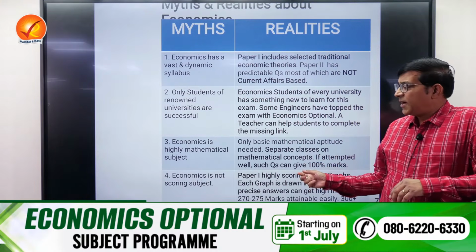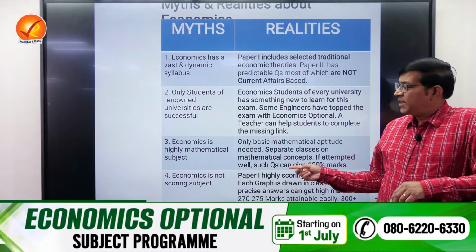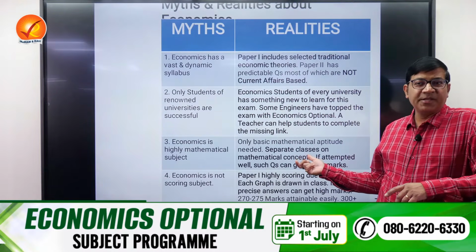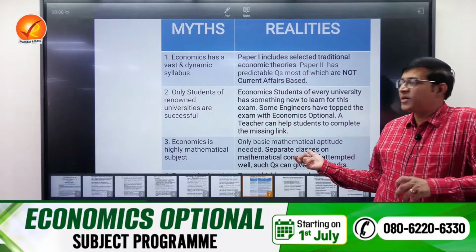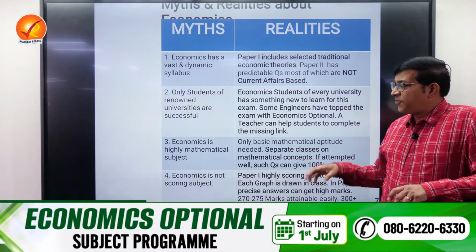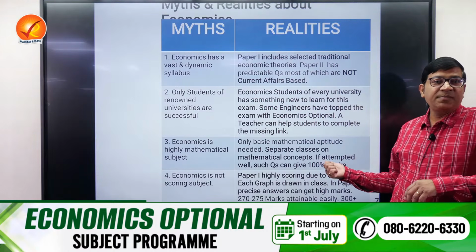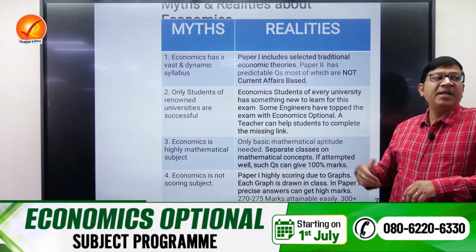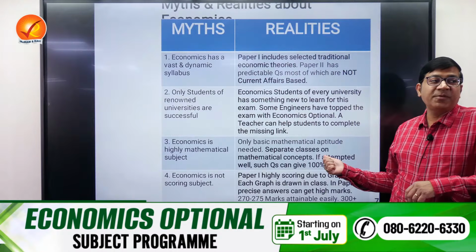In fact, there are two things which make paper one very scoring. One, some mathematical questions are also asked, some numericals, although most of them are not compulsory. So we generally advise that those who are not comfortable can leave it. But if you attempt a mathematical question and do it well, then you can even get 100% marks. If not 100%, definitely maybe 90-95%, which is rare in most of the optional subjects.